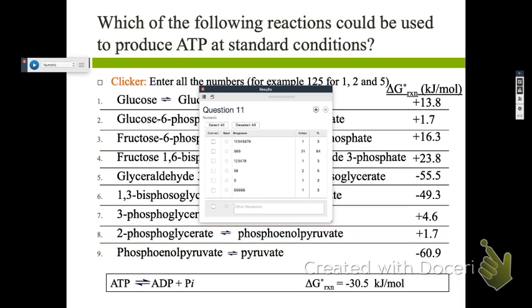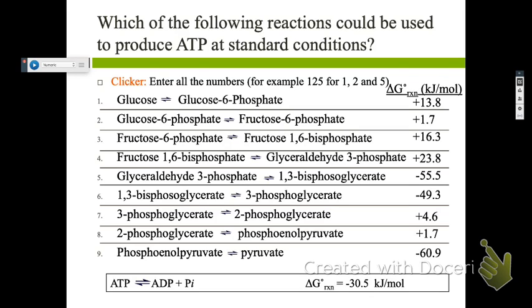All right, a very large majority of people said all 3 of the ones that are spontaneous at standard conditions could actually drive the generation of ATP. Why? How did that make any sense? What are we talking about? Madison, you want to share your thoughts?